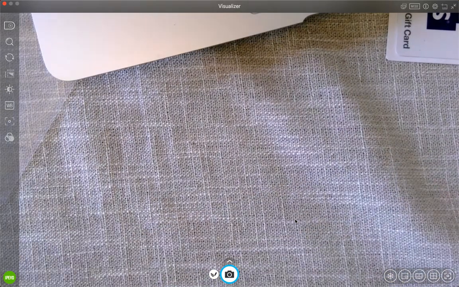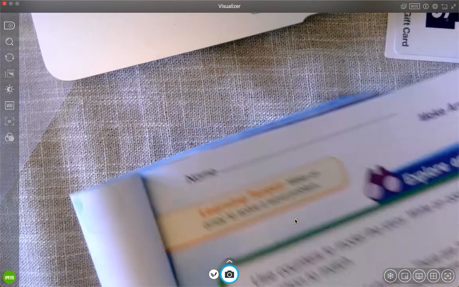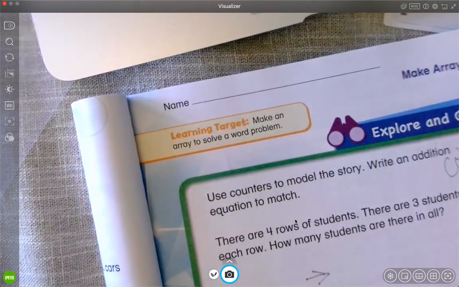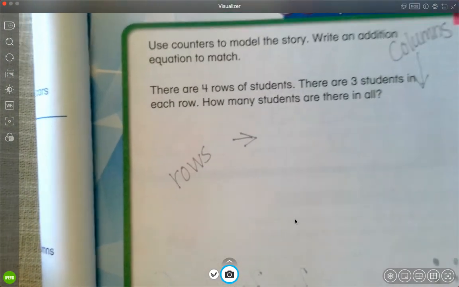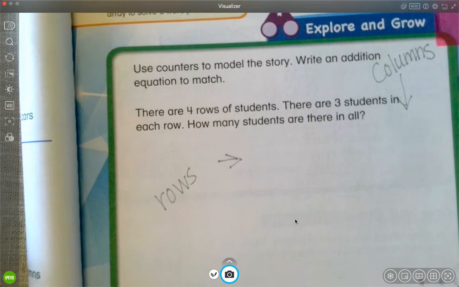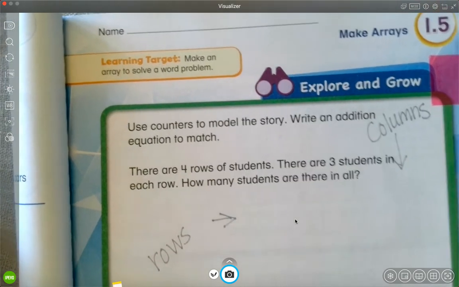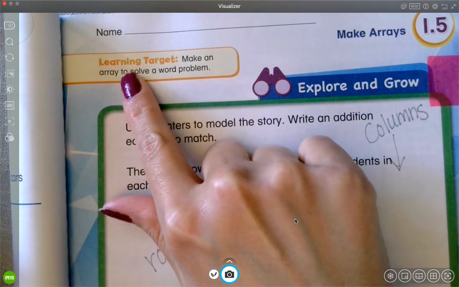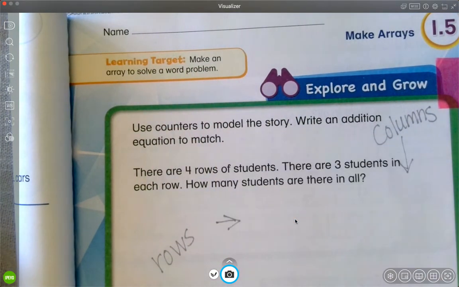Hi, second grade. I'm going to go over 1.5 with you. Okay, this is making arrays. So we're going to go through this together. Okay. So this is 1.5, make arrays. Your learning target is make an array to solve a word problem.